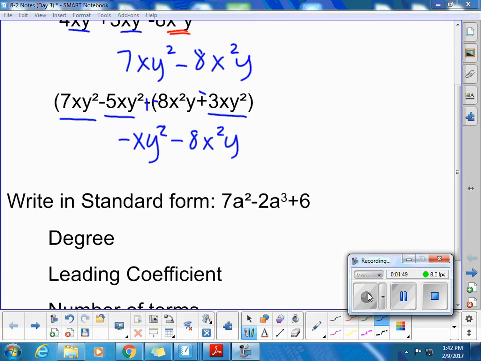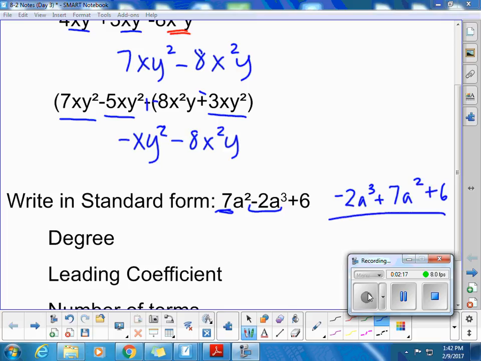All right, write in standard form 7a squared minus 2a to the third plus 6. Remember, standard form, we start with the highest exponent, so I would rearrange, just this negative stays with the 2. So negative 2a to the third plus, because there is nothing in front of the 7, so 7a squared plus 6. So this is rearranged in standard form.